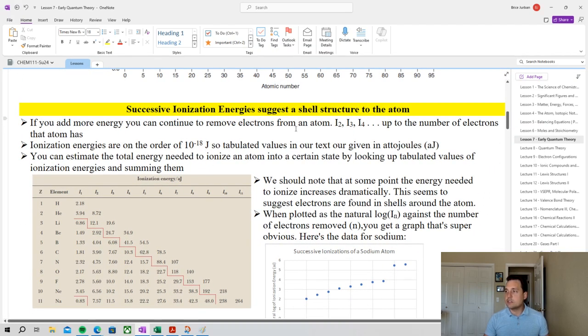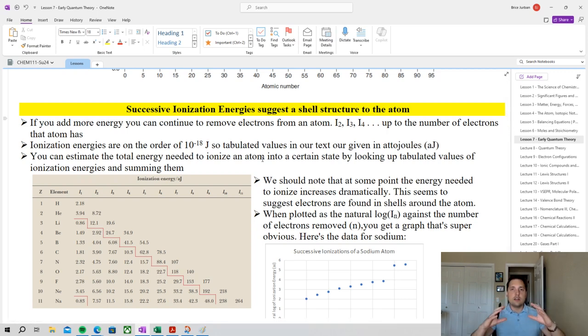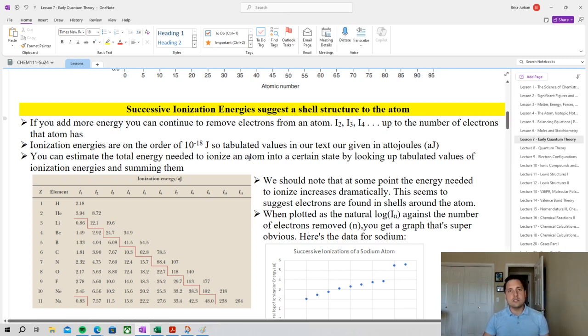Well, it kind of hints at a shell structure of the atom, where we have the nucleus and the electrons that orbit around it. There are inner electrons that are tightly attracted to the nucleus, and then we have electrons outside of that, which are less attracted and are more easily removed. So that's our first kind of insight into the atom.